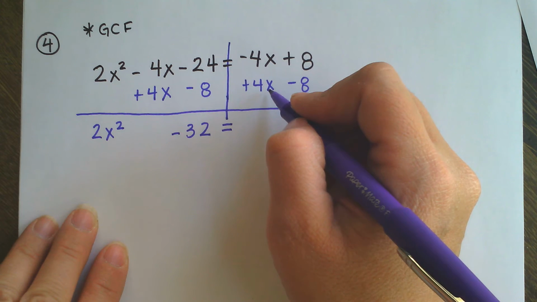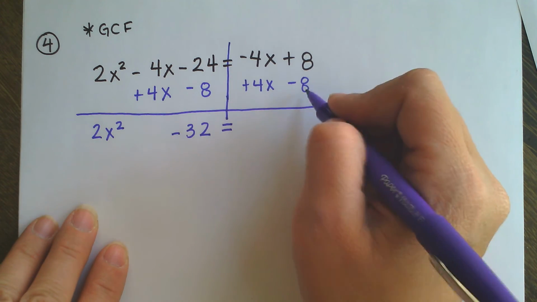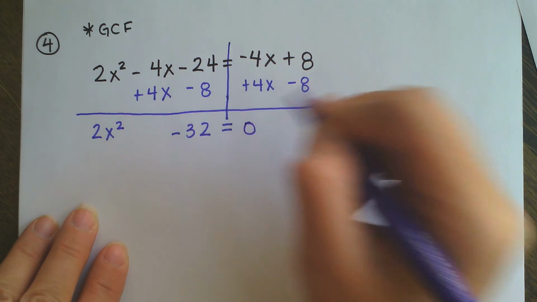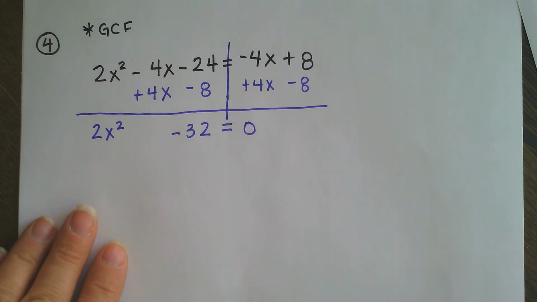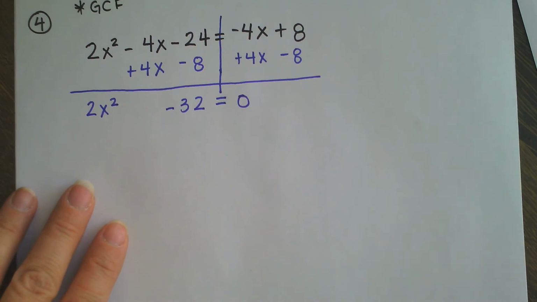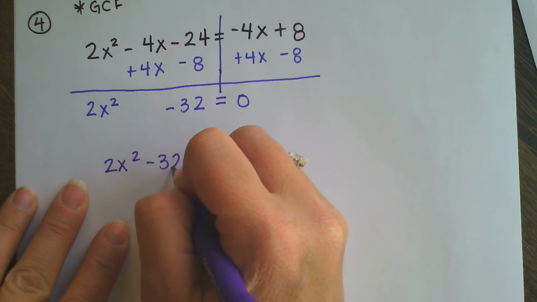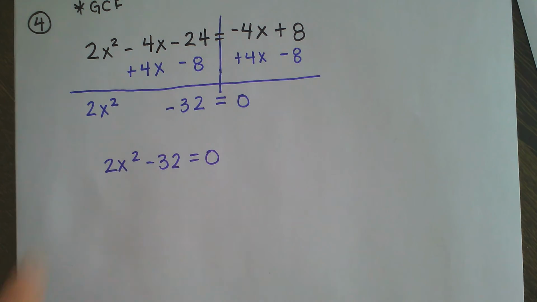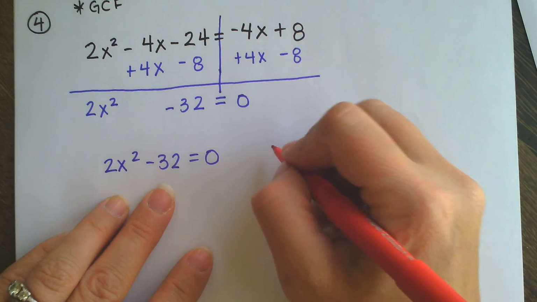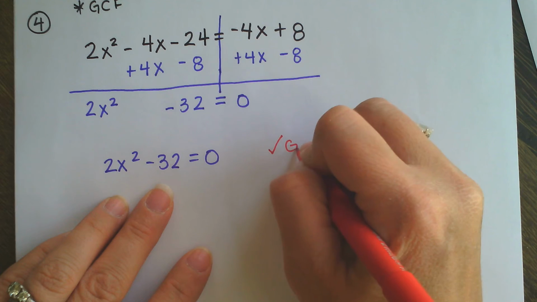Negative 4x plus 4x is 0. 8 minus 8 is 0. So we have now set the equation equal to 0. I'm going to rewrite that one more time, a little bit closer to each other. All right, so here is where it's very important to check for your GCF. Check for GCF.